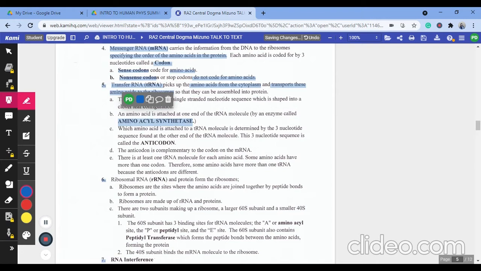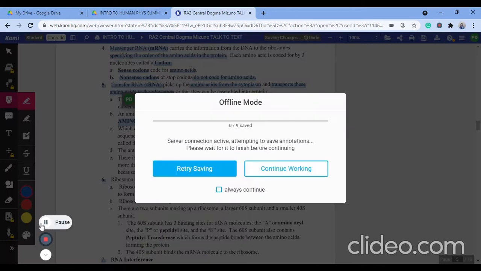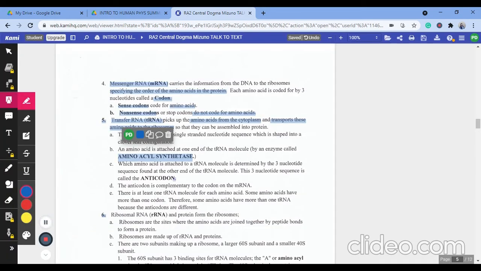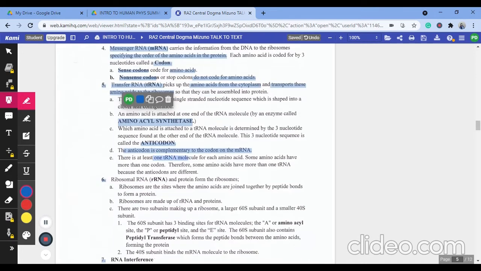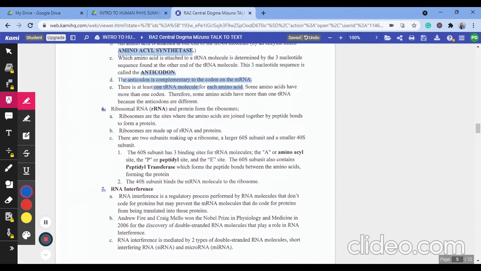Which amino acid is attached to a tRNA molecule is determined by the three nucleotide sequence found at the other end of the tRNA molecule. This three nucleotide sequence is called the anticodon. The anticodon is complementary to the codon of the mRNA, and there is at least one tRNA molecule for each amino acid. Some amino acids have more than one codon. Therefore, some amino acids have more than one tRNA because the anticodons are different.